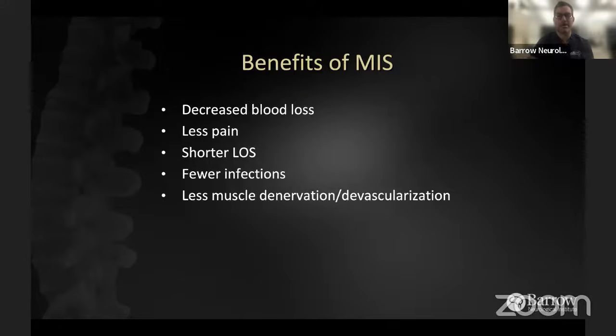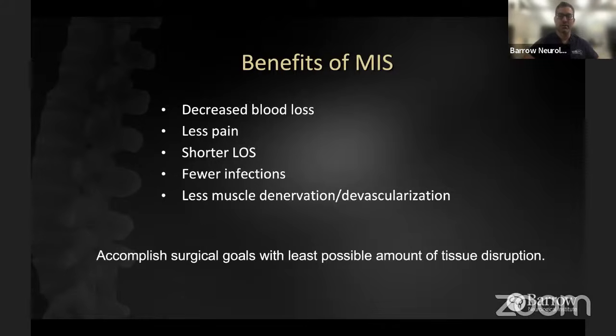So, why MIS surgery? Many benefits: decreased blood loss, less pain for the patient, shorter length of stay, fewer infections, and less tissue dissection, which means less muscle denervation and devascularization, with the goal of accomplishing your goals of surgery with the least amount of tissue disruption possible.